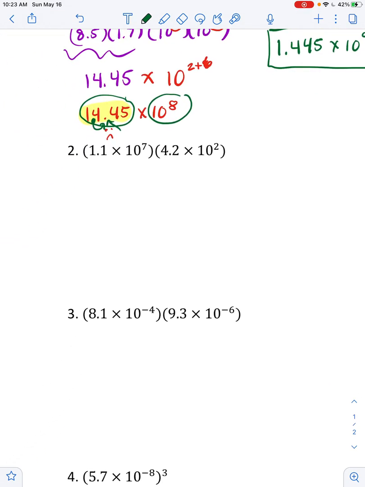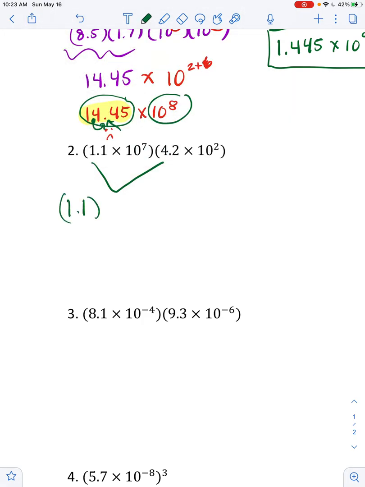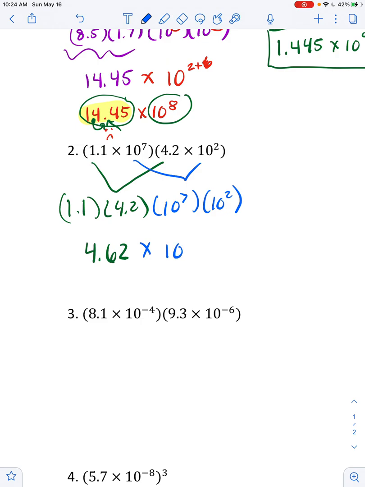Let's try it again. Group the numbers together: 1.1 times 4.2. Then group the powers of 10 together: 10 to the 7 times 10 to the second. Get out your calculator. I'm approaching every problem the same way. 1.1 times 4.2 gives me 4.62. Then I use my powers rule, saying I have base 10 to the 7, base 10 to the second. I'm going to add my powers and end up with 10 to the ninth.